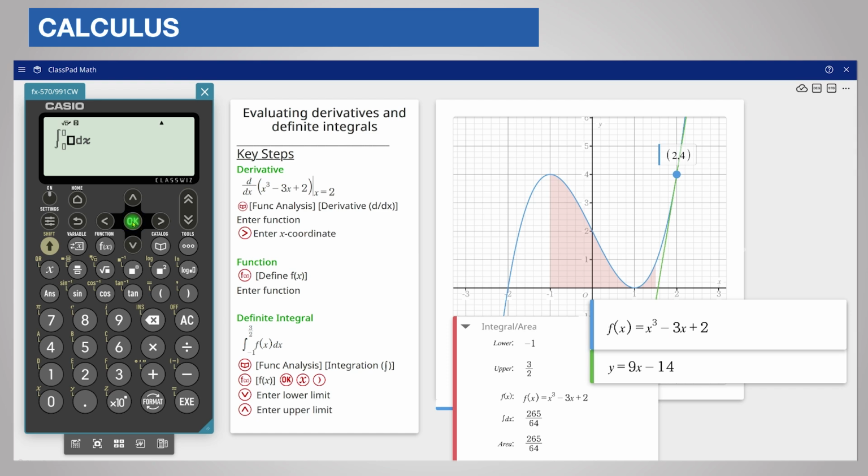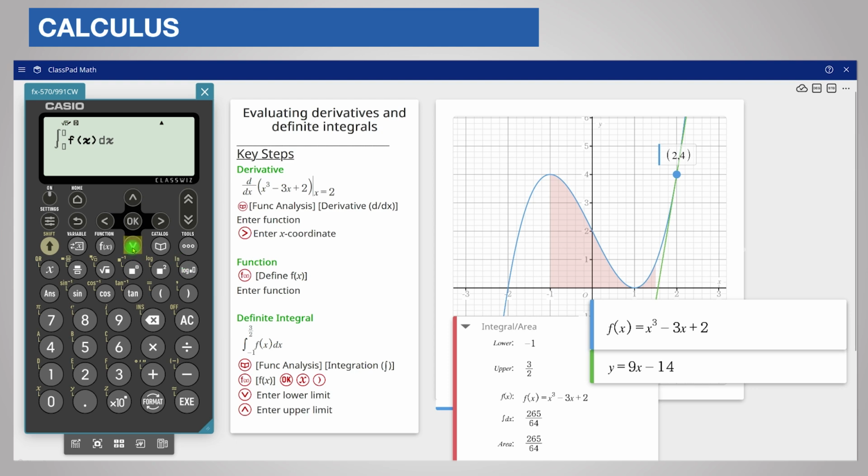You can either enter the function directly or use the stored function. I will use the stored function by pressing the Function key and choosing f of x. My variable is x, so I enter that and close the bracket.